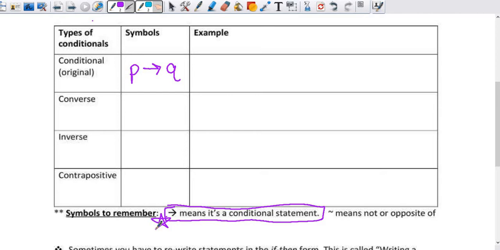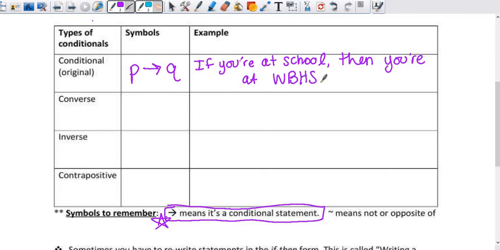So an example of a conditional statement would be, if you're at school, then you're at WBHS. All right, notice it's an if and a then. We have a hypothesis and a conclusion.